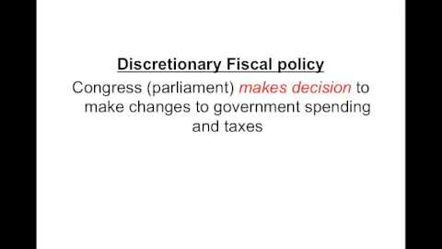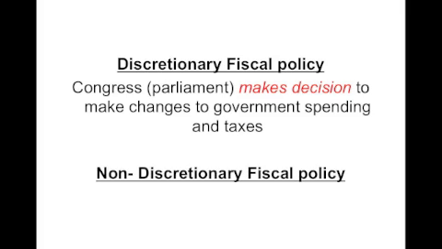So what we've been talking about for the previous parts of the unit, about when Congress votes to increase spending or decrease taxes or increase taxes and decrease spending, all that kind of stuff, when they're voting, when they're making a decision, that's called discretionary fiscal policy. But there's also another type of fiscal policy called non-discretionary fiscal policy.